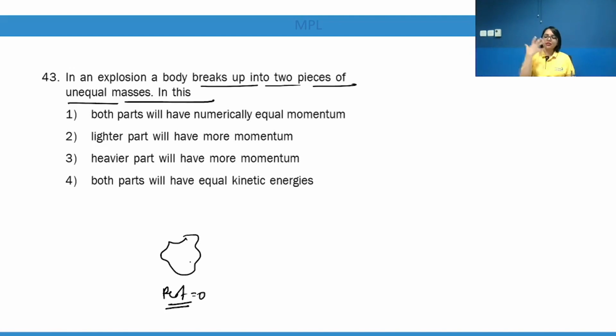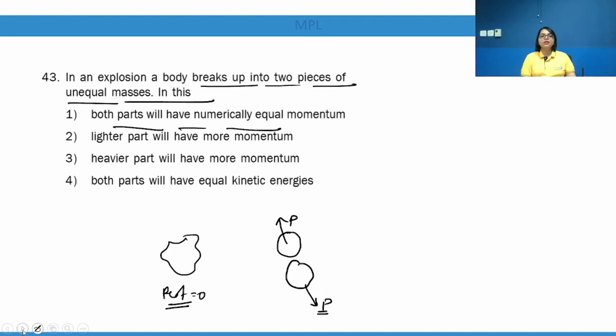After explosion, the complete momentum of the system should be 0. That means if one body is having momentum p in this direction, the other body should have momentum p in this direction, so that net momentum is again 0. So both the parts will have numerically equal momentum. So correct answer is option 1.